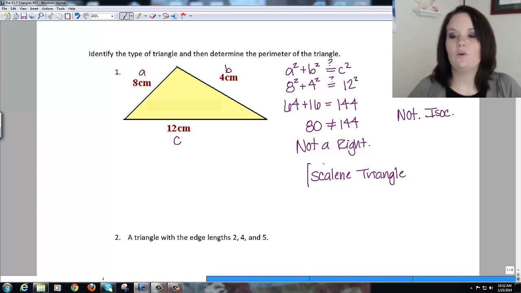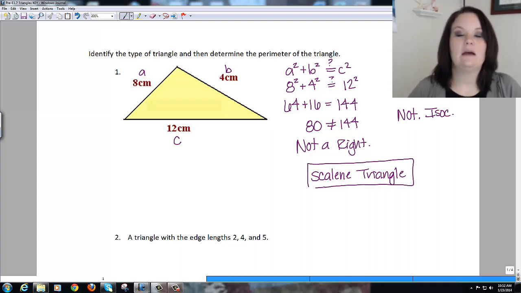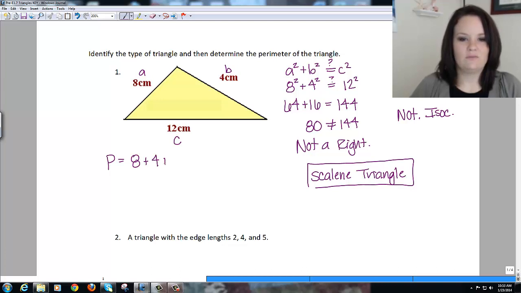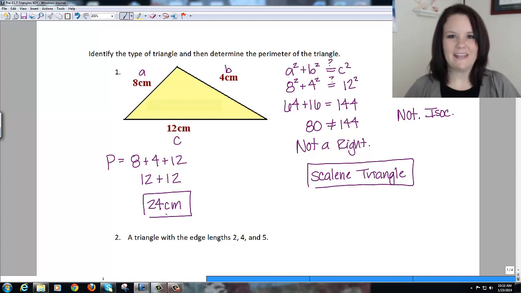triangle. So now that we know what kind of triangle it is, now we want to go ahead and find the perimeter. And the perimeter we get from just adding all the sides together. So here perimeter is equal to 8 plus 4 plus 12, which if I add these together, 8 and 4 is 12, plus another 12 gives me 24 centimeters for my perimeter. Okay, let's look at another one.